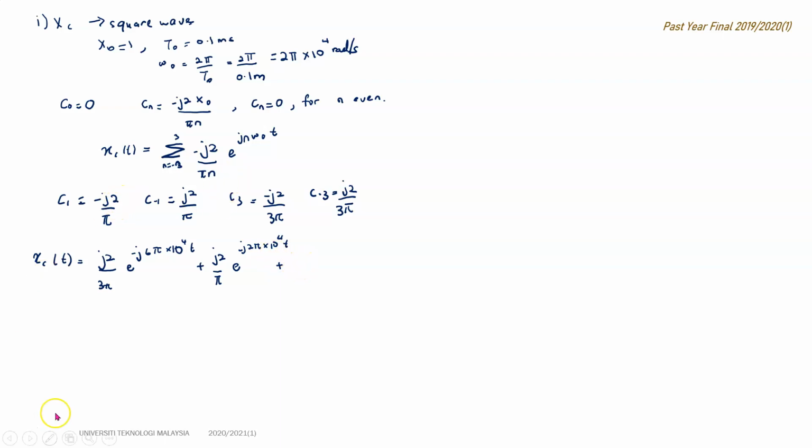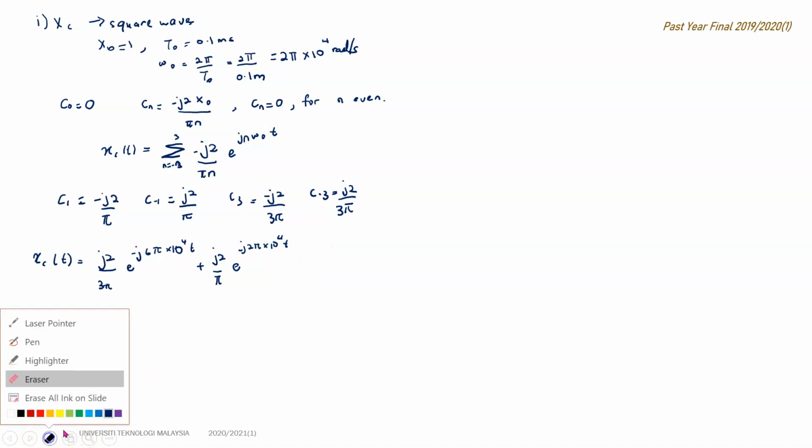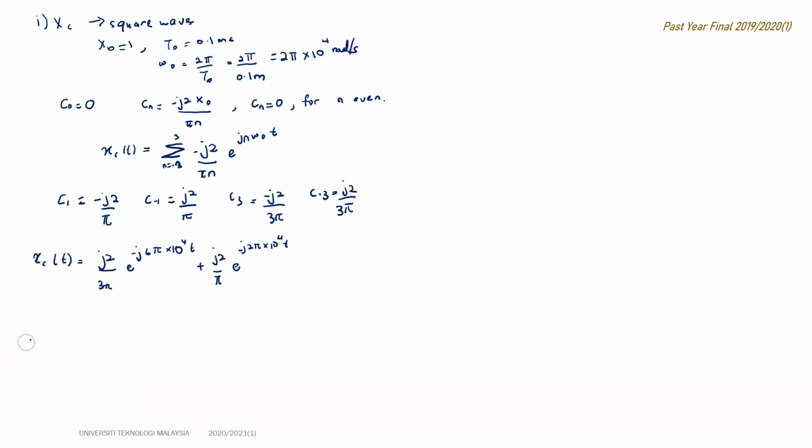Then for C1, because C1 here is negative, we have to put a negative here: minus j 2 over pi exponent j 2 pi multiplied by 10 to the power of 4 t, and minus j 2 over 3 pi exponent j 6 pi multiplied by 10 to the power of 4 t. So this is the answer for xc(t), and let us now do another equation for xm(t).